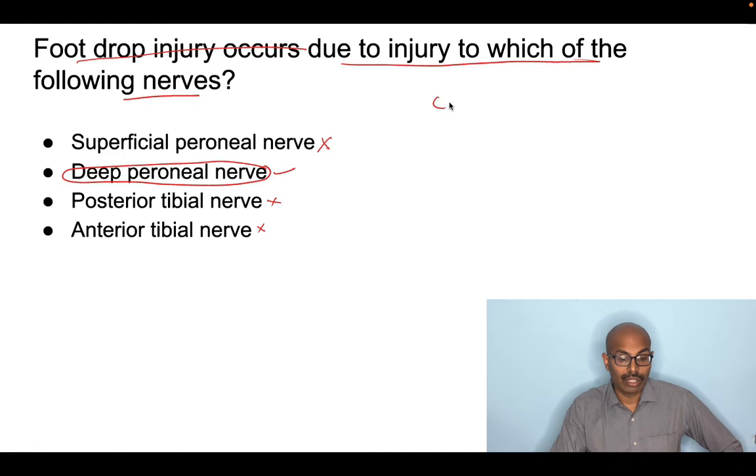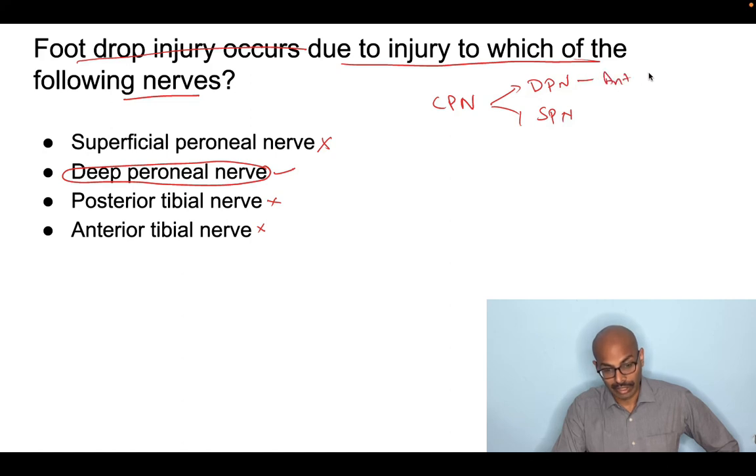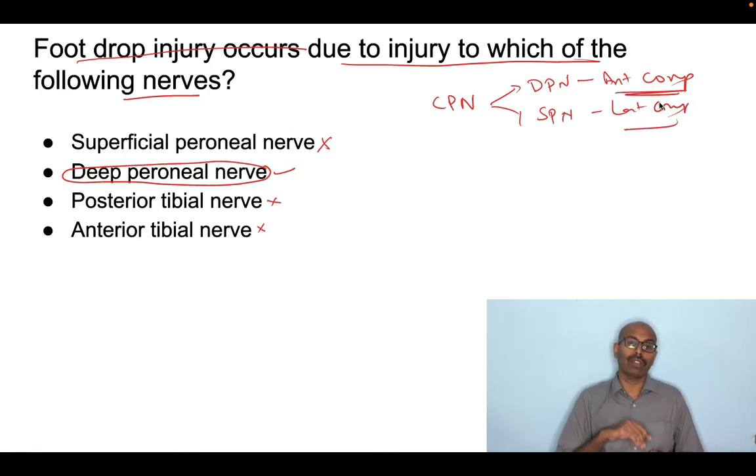So we all know the common peroneal nerve winds around the neck of the fibula and then divides into the deep peroneal nerve and the superficial peroneal nerve. Deep peroneal nerve supplies the anterior compartment. Superficial peroneal nerve supplies the lateral compartment, and anterior compartment muscles are the ones which are responsible for the foot drop. So the answer to this straightforward question is deep peroneal nerve.